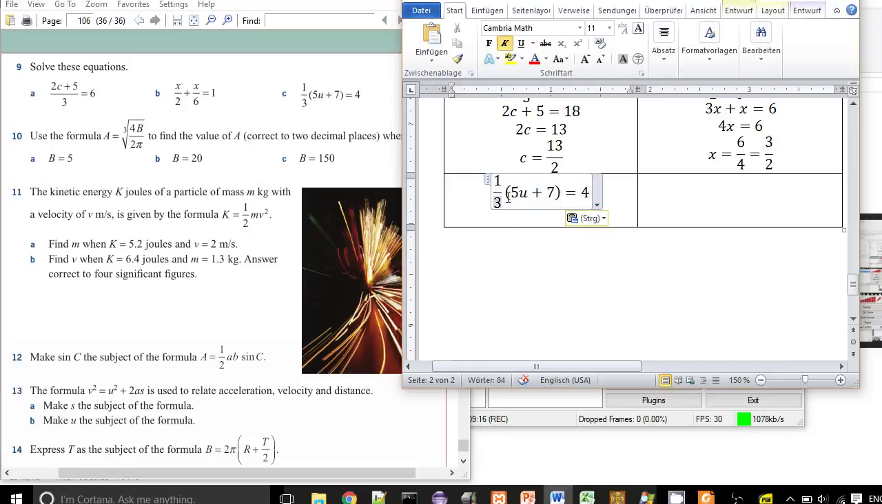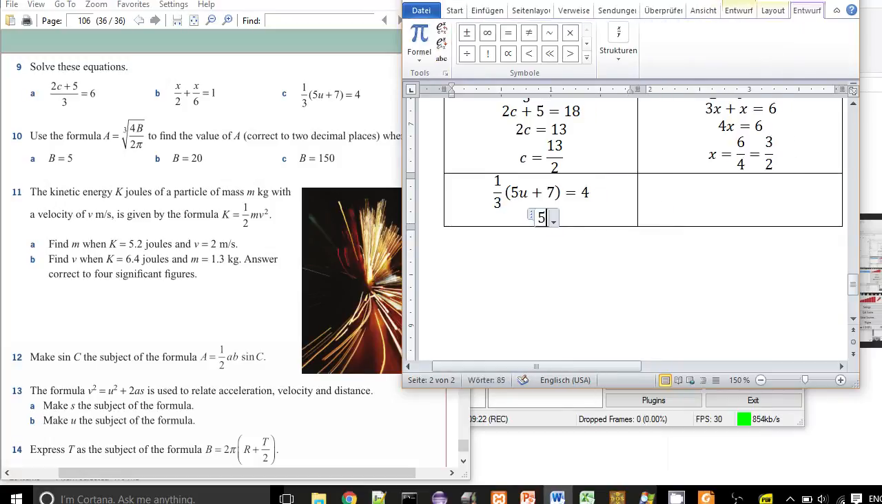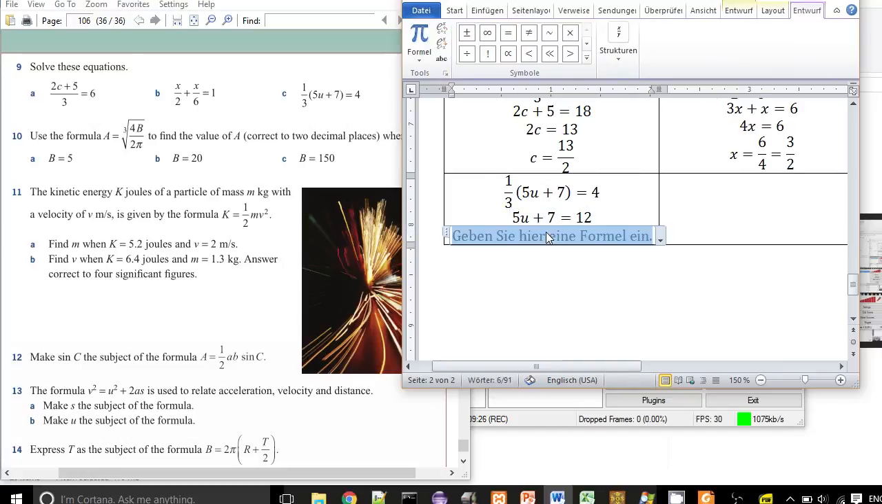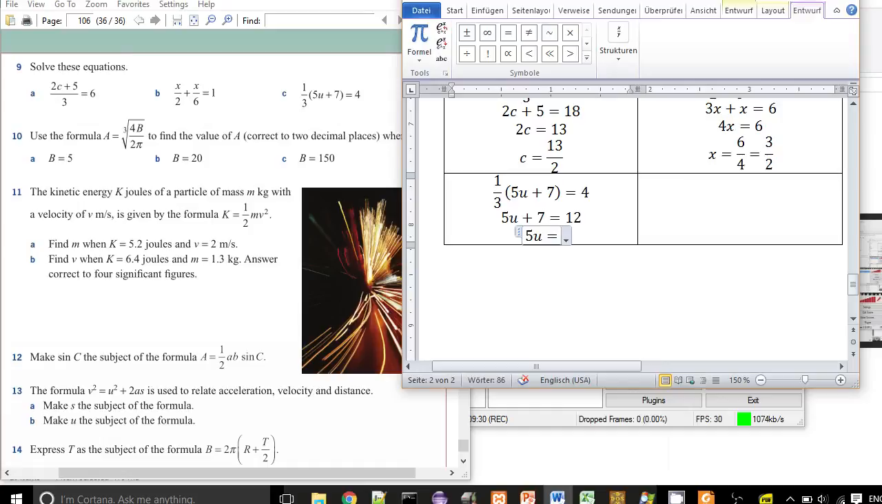Now, you could expand it, but we don't want to do that. To get rid of a third, I want to times by 3. So I'm going to write 5u plus 7. 4 times 3 is 12. Need to take away 7. So 5u equals 12 take away 7 is 5.